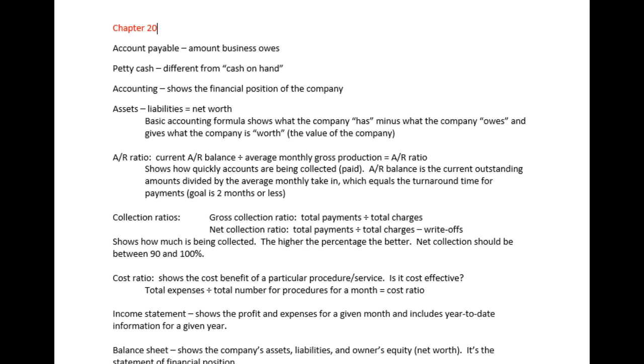An income statement then shows the profit and expenses for a given month. It also includes the year-to-date information for a given year. So this is a one-glance thing to look at. Is the company profiting? Is it not profiting? Is it throwing out too much in expenses? All of that. So it's a big statement that shows at a glance all of the going ins and going outs of that company. So it's a good quick look for the companies to give them an idea of where they're at, I guess.